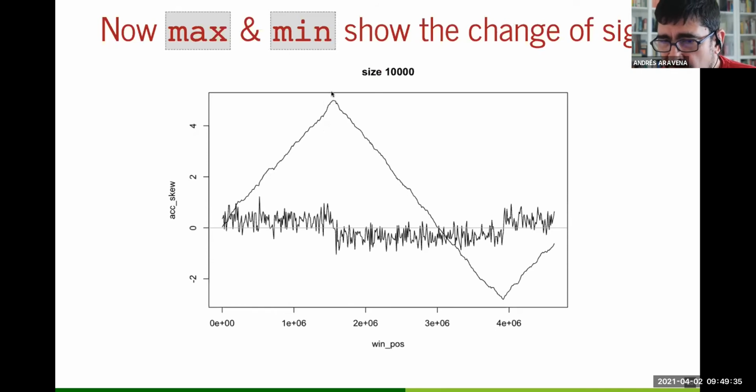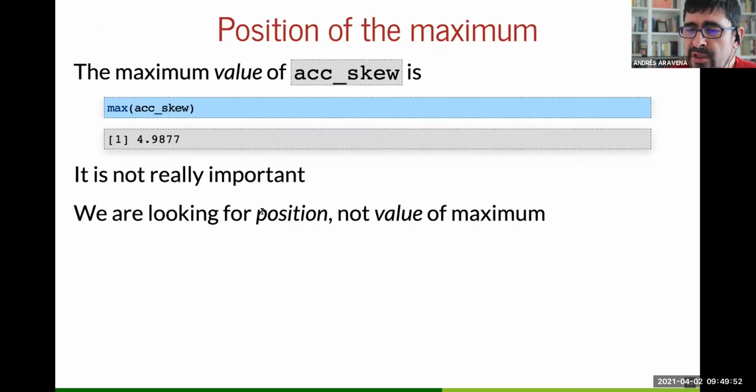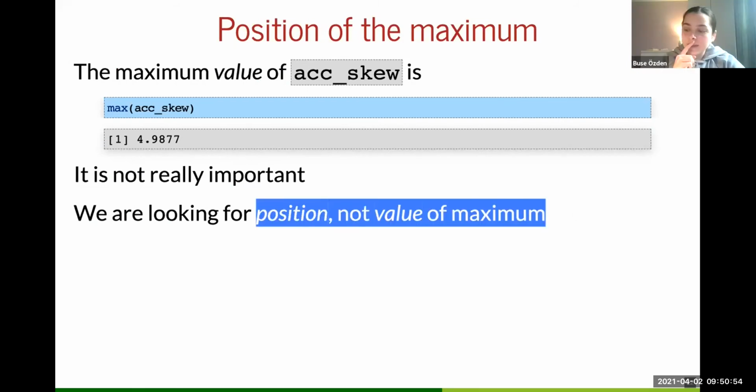What we are looking for is this position here, not this value, 4 point something, this value here, in terms of the genome. We're looking for the position of the maximum, not the value of the maximum. We can say if xi is equal to 4.9877, okay, that is a solution. You get the maximum and then you want to find which one is equal to the maximum.